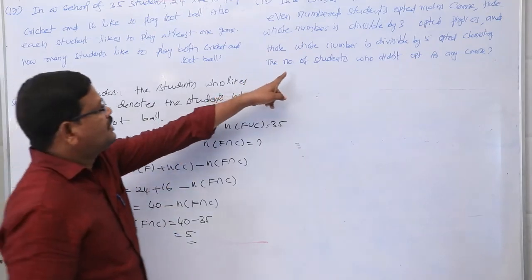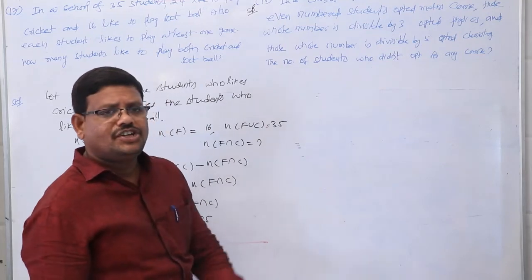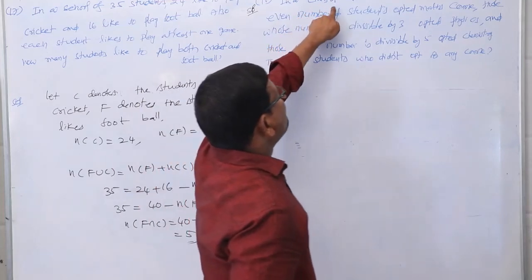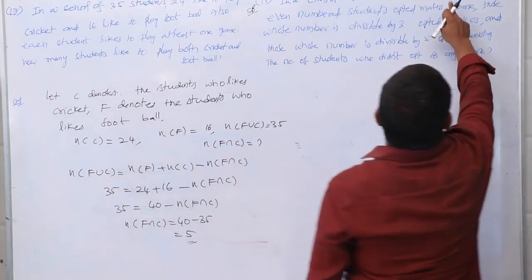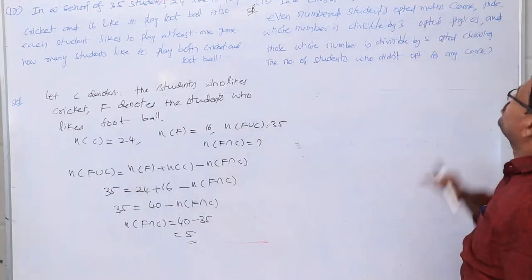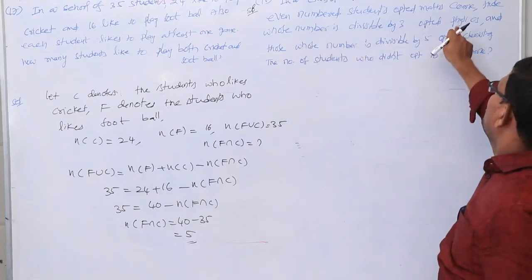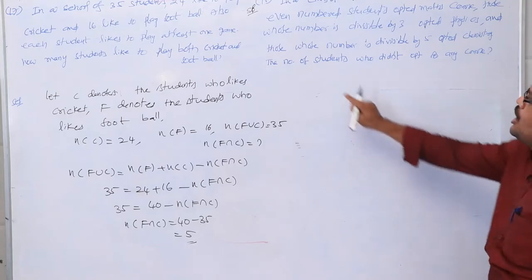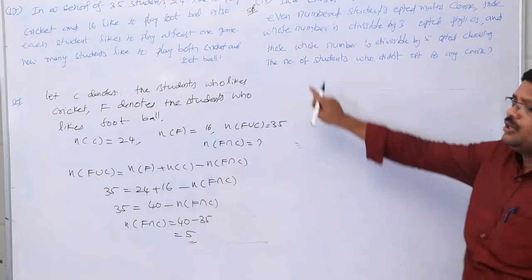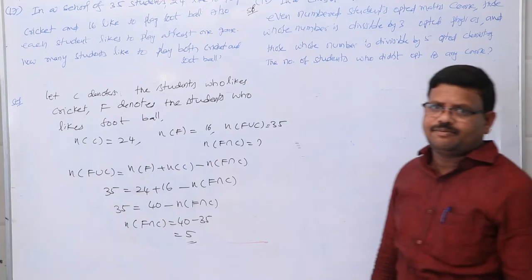And next one, this is a very important and interesting question which is given in mains examination. See, in a class of 140 students, numbered 1 to 140, all the even number students opted mathematics course. Those whose number is divisible by 3 opted physics course and those whose number is divisible by 5 opted chemistry course. The number of students who didn't opt for any course he is asking.